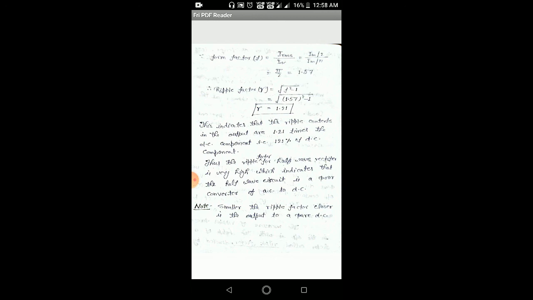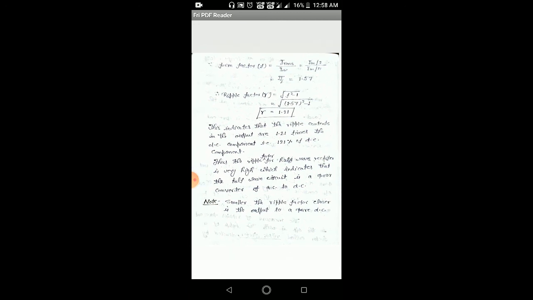So the ripple factor is the under root of form factor square minus 1. So putting in the values, we have calculated the ripple factor as 1.21. This indicates that the ripple contents in the output are 1.21 times the DC component, that is 121% of the DC component. Thus, the ripple factor for the half wave rectifier is very high, which indicates that the half wave circuit is a poor converter of AC to DC.